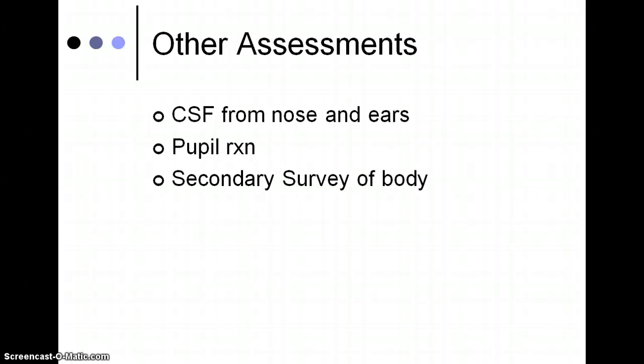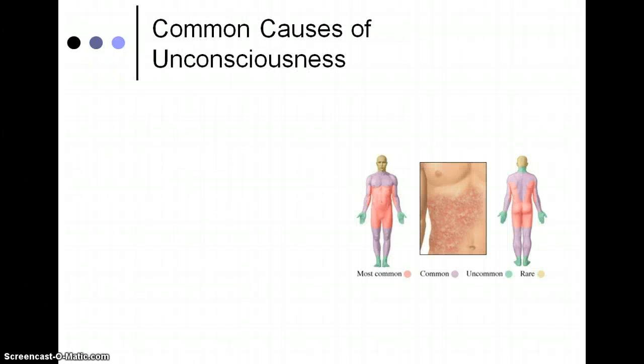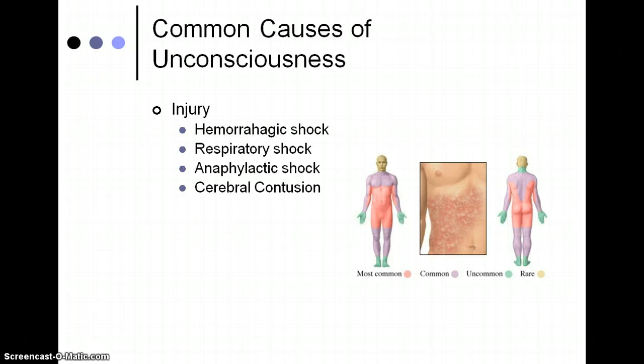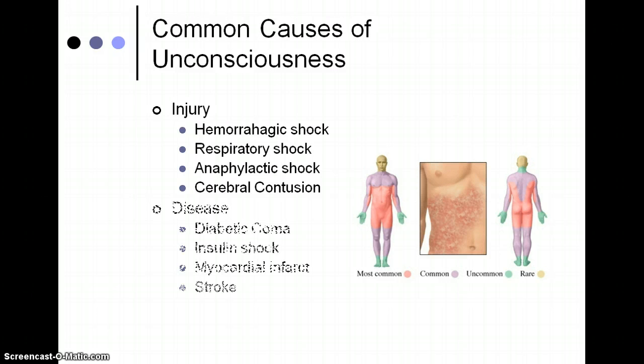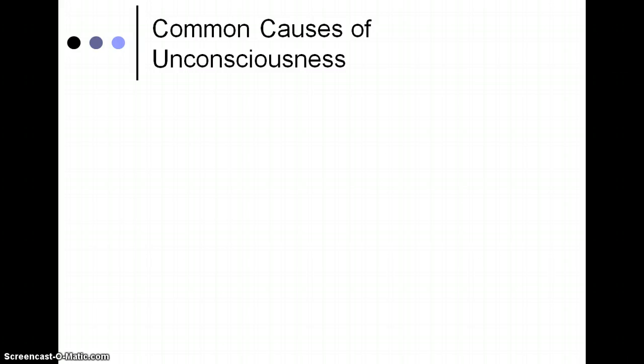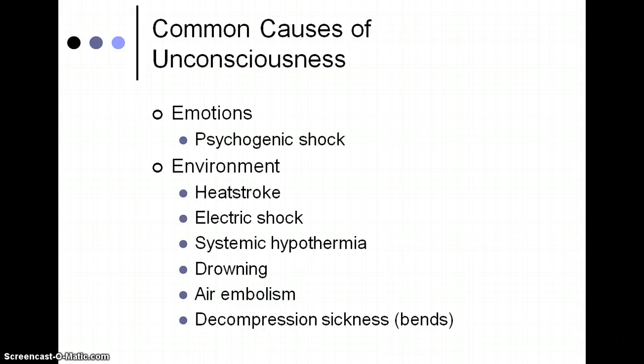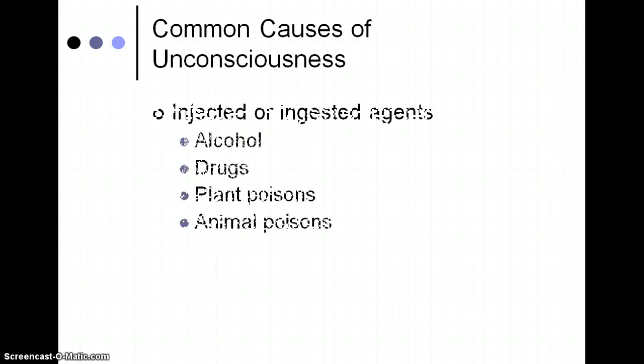Okay, you want to look for cerebral spinal fluid from nose and ears, pupil reaction, and do a secondary survey of the body. Go from head to toe. You want to look at the different causes of unconsciousness. Also, diseases that the patient might have had prior. Look at their habits, whether they're alcohol drinkers, drug addicts, and if they're allergic or if they ingested anything poisonous.